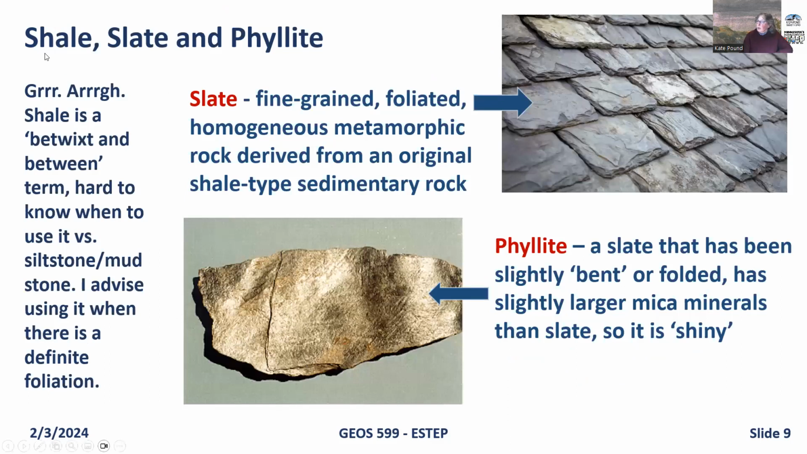And then, shale, slate, and phyllite. This is where it starts to get a tad messy. So over on the left, the word shale, which gets used for sedimentary rocks that are really fine-grained, is kind of a betwixt and between term.